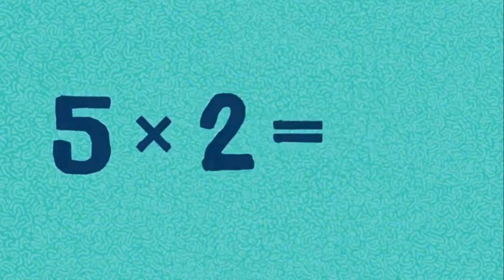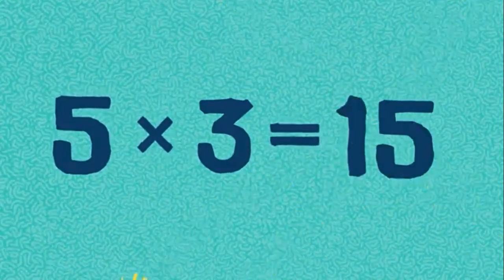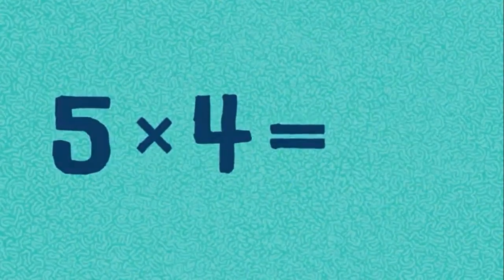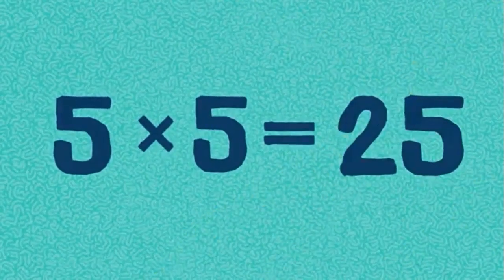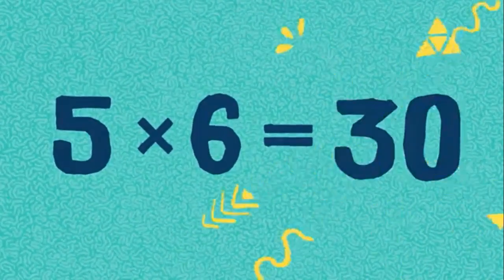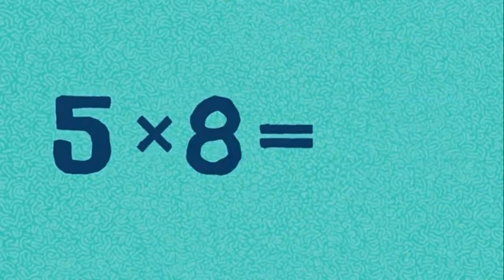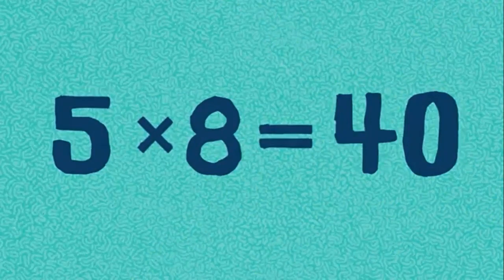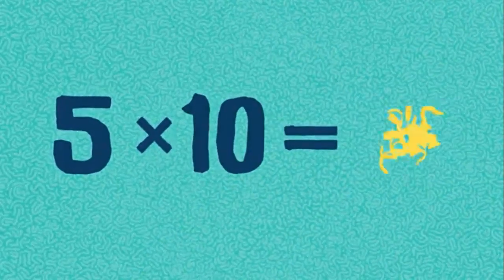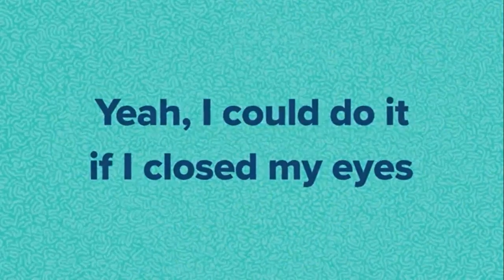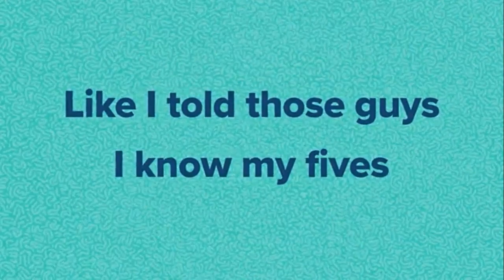5 times 1 is 5. 5 times 2 is 10. 5 times 3 is 15. 5 times 4 is 20. 5 times 5 is 25. 5 times 6 is 30. 5 times 7 is 35. And 5 times 8 is 40. 5 times 9 is 45. 5 times 10 is 50. Yeah, I can do it if I close my eyes. Like I told those guys, I know my fives.